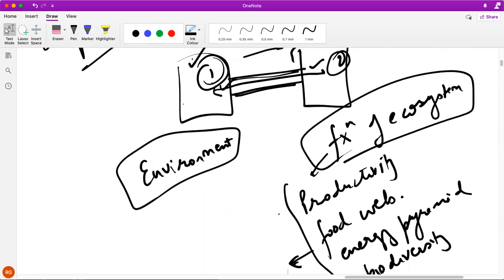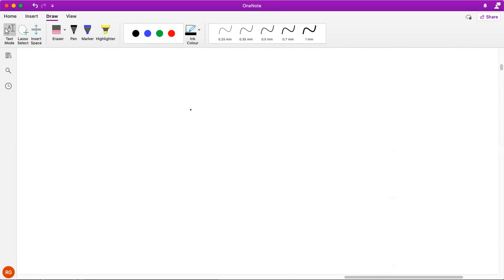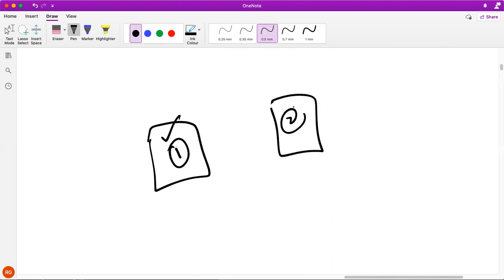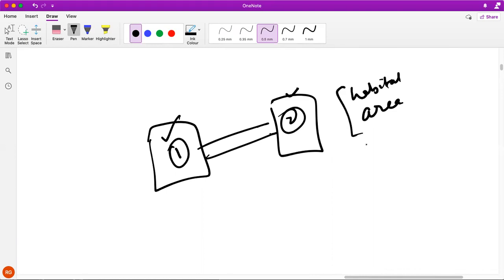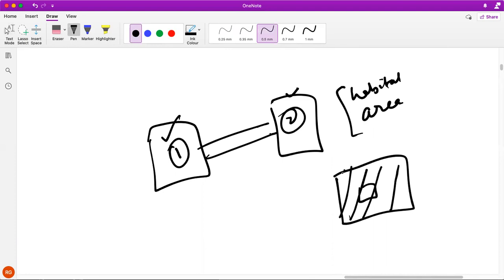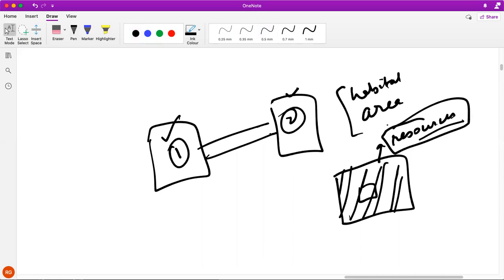Productivity. How would productivity improve? What will happen? Earlier, the elephant was confined to this reserve only, but now it can move towards the other reserve also. So what will happen? The habitat area would increase, right? Earlier this was the area, now this is a huge area. So the elephant would be able to access the resources of this large area, right? So what will happen? If more resources are available, more growth of elephants. So more productivity of the ecosystem.